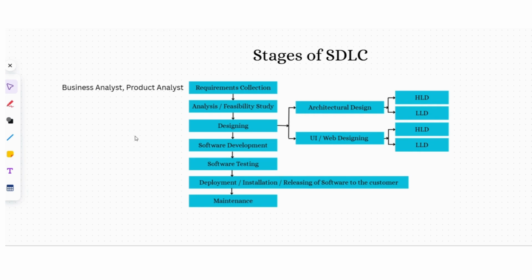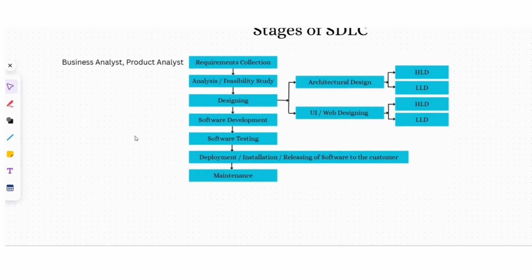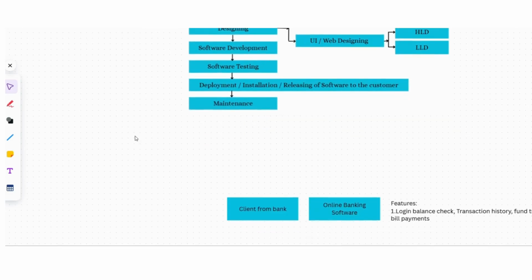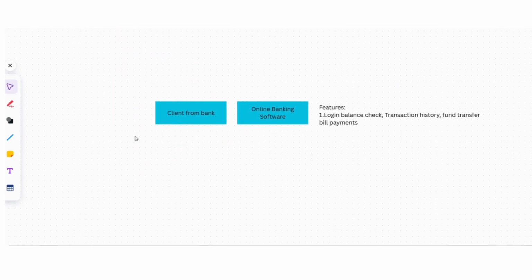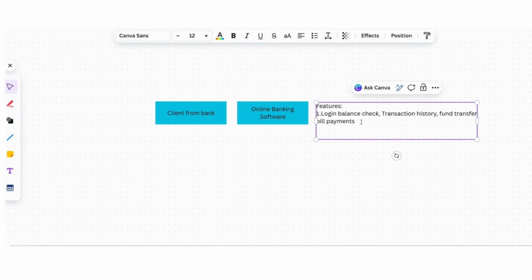Okay, so the next stage is analysis or the feasibility study. As we have seen in the example, in this stage the members who are going to build the software, or the company, will check how many users are going to use the app, and what technology is best for security, because it is a banking related app, so security is a must. They will also check how much it will cost and how long it will take.